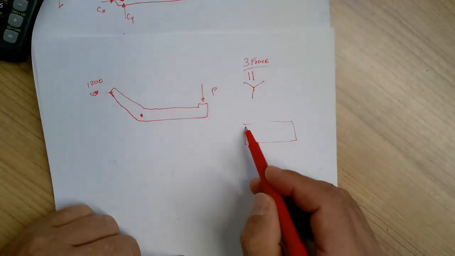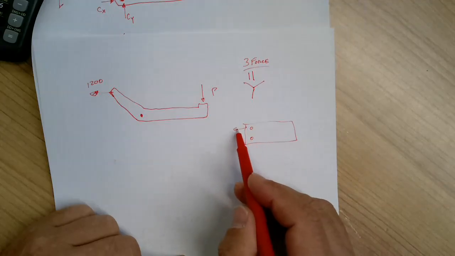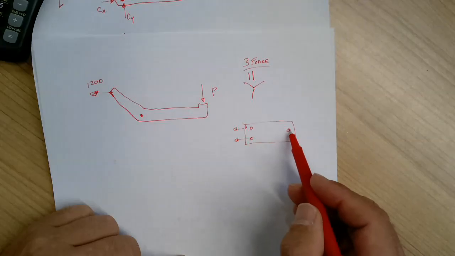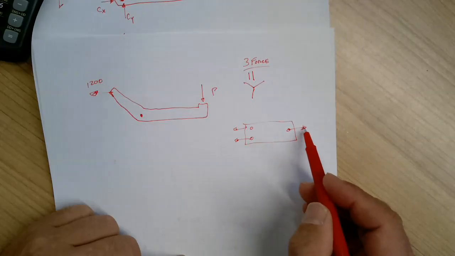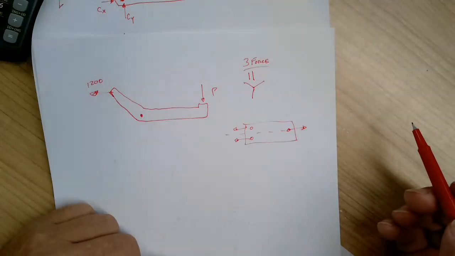If I have this plate and I'm pulling on it with that and I'm pulling on it with that, my third force could be parallel and it could be in equilibrium.